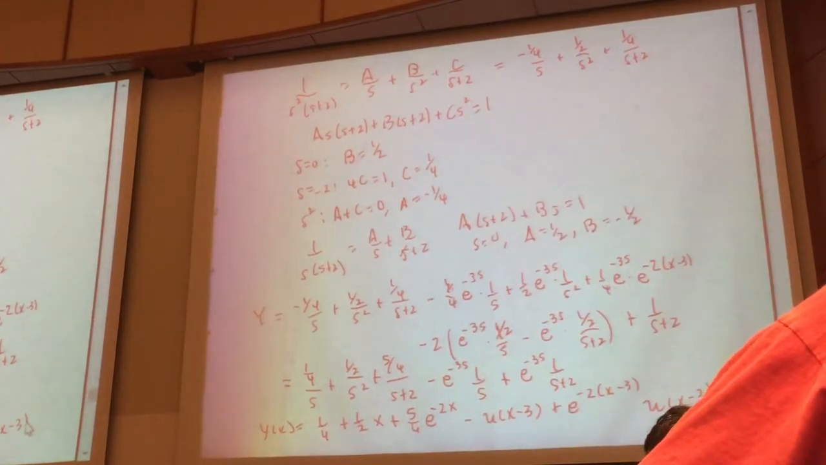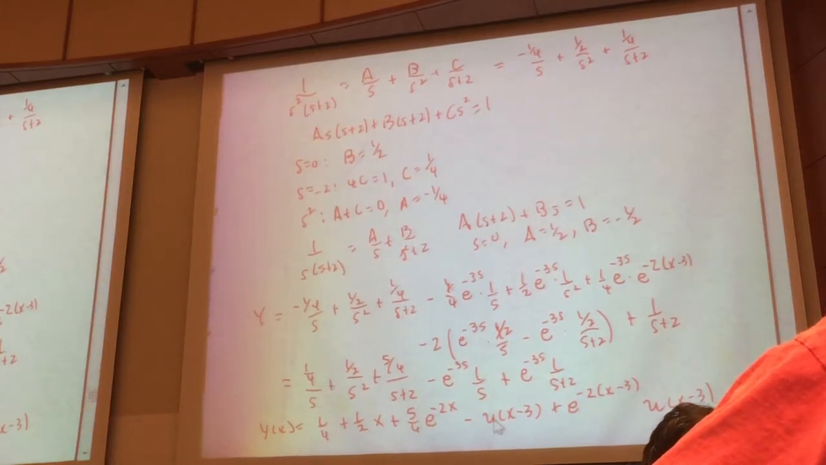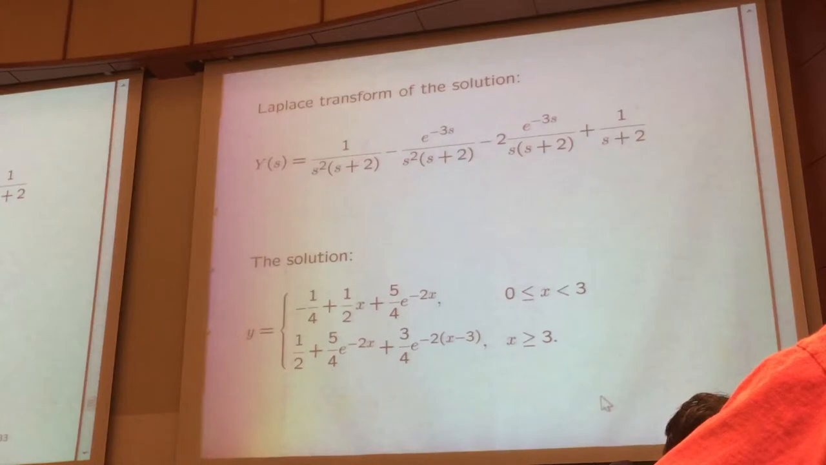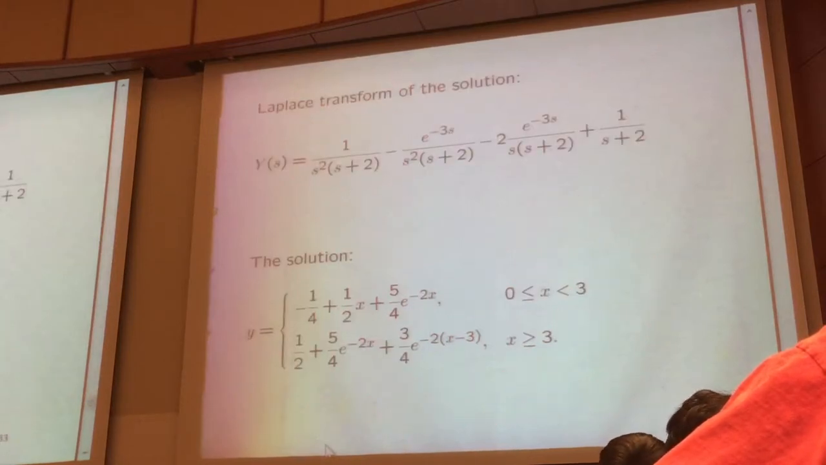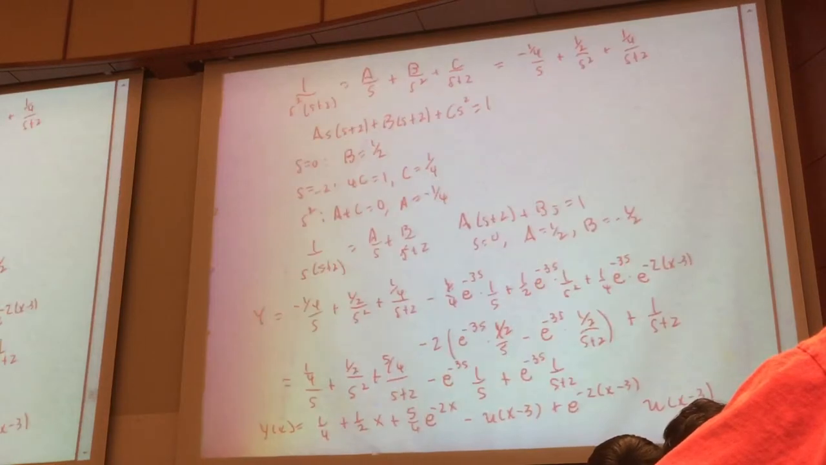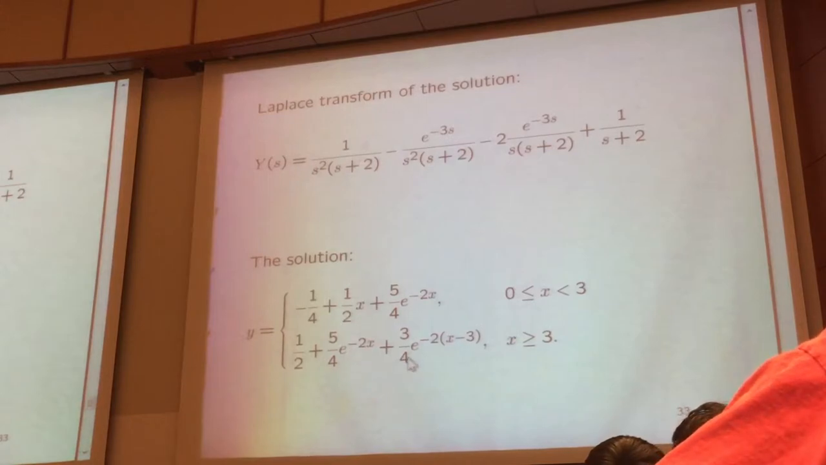So what is my last row? I'll have 1/4 minus 1. That would be a minus 3/4. Then plus a half x. Then plus this 5/4. Whoops. Yeah. Then plus this exponential term. So all I have to do is write out what I've written at the bottom in piecewise form. And there it is. One half. Why the hell did I get one half? I think I should have minus 3/4. Let's see, 5/4 is okay. Right there, of course. 3/4.